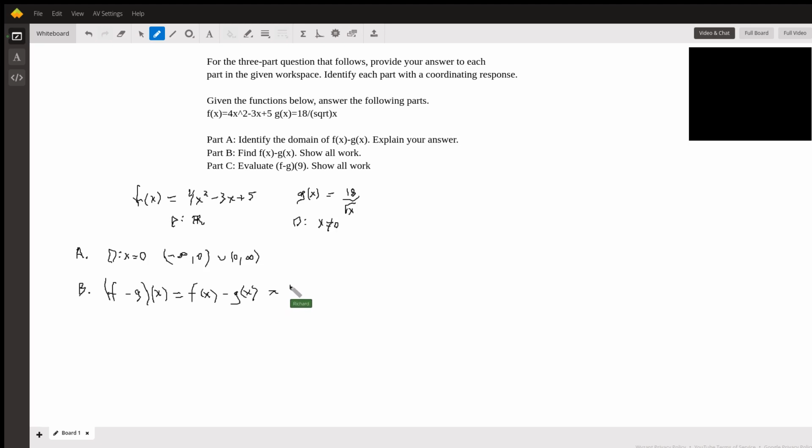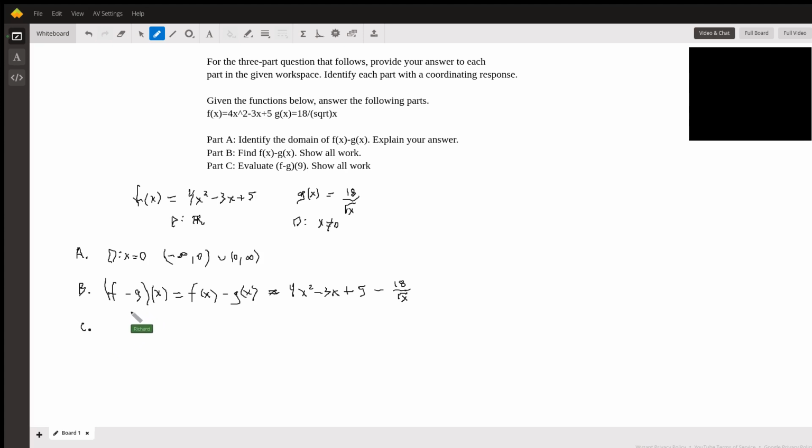So this is just going to be 4x squared minus 3x plus 5 minus 18 over root x. And as far as I'm concerned, we can leave it like that. I don't see any reason to try to rewrite these things. You can write them in terms of the square root of x or something like that, but it's not going to help. Let's go on to part C.